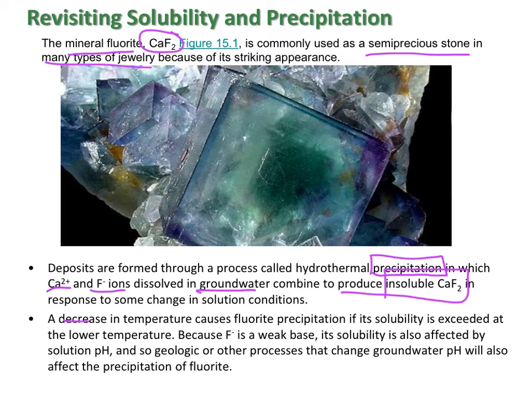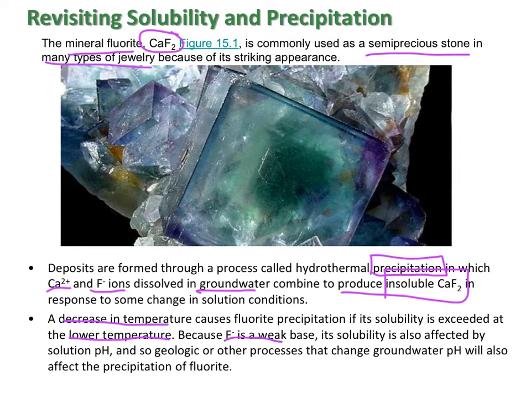And a decrease in temperature causes the overall precipitation to occur if the solubility is exceeded at a lower temperature. So it starts off at a higher temperature, it's fine, it's dissolved in solution, and then that decrease in temperature causes it to come out of solution as a solid.